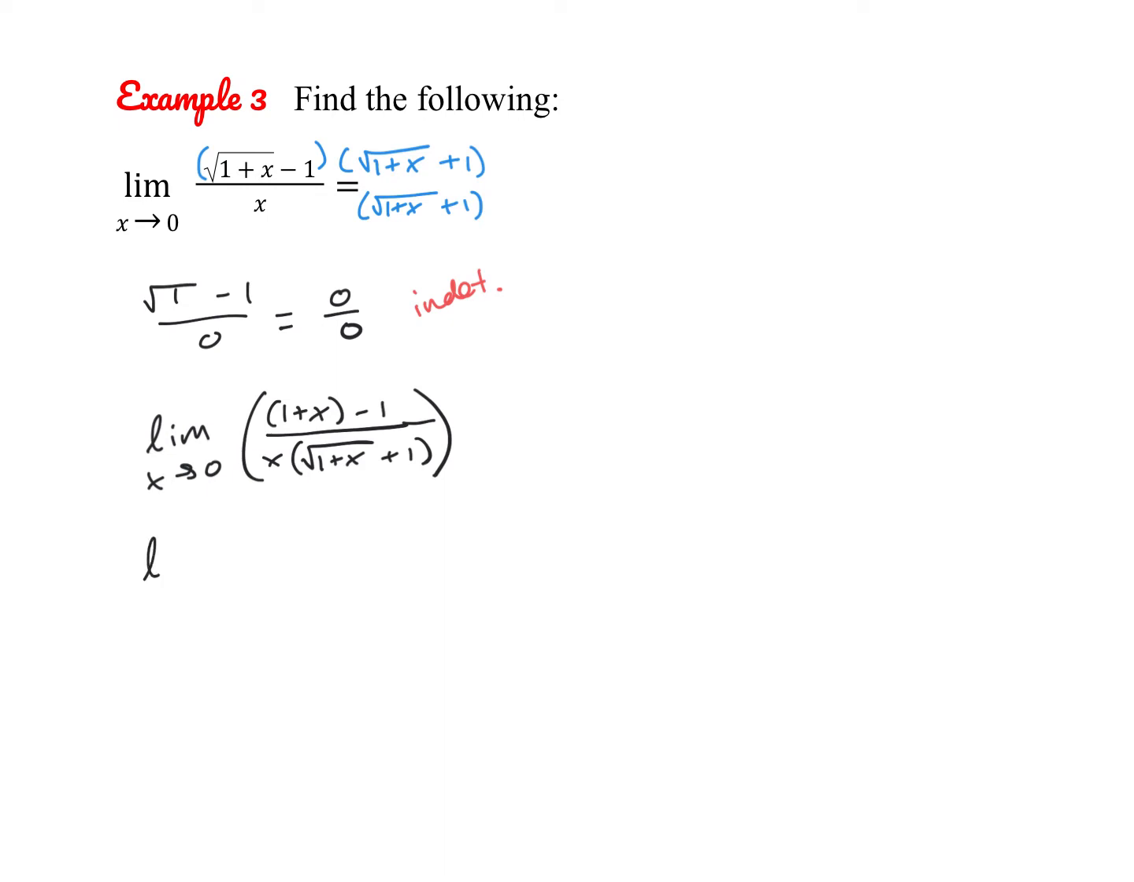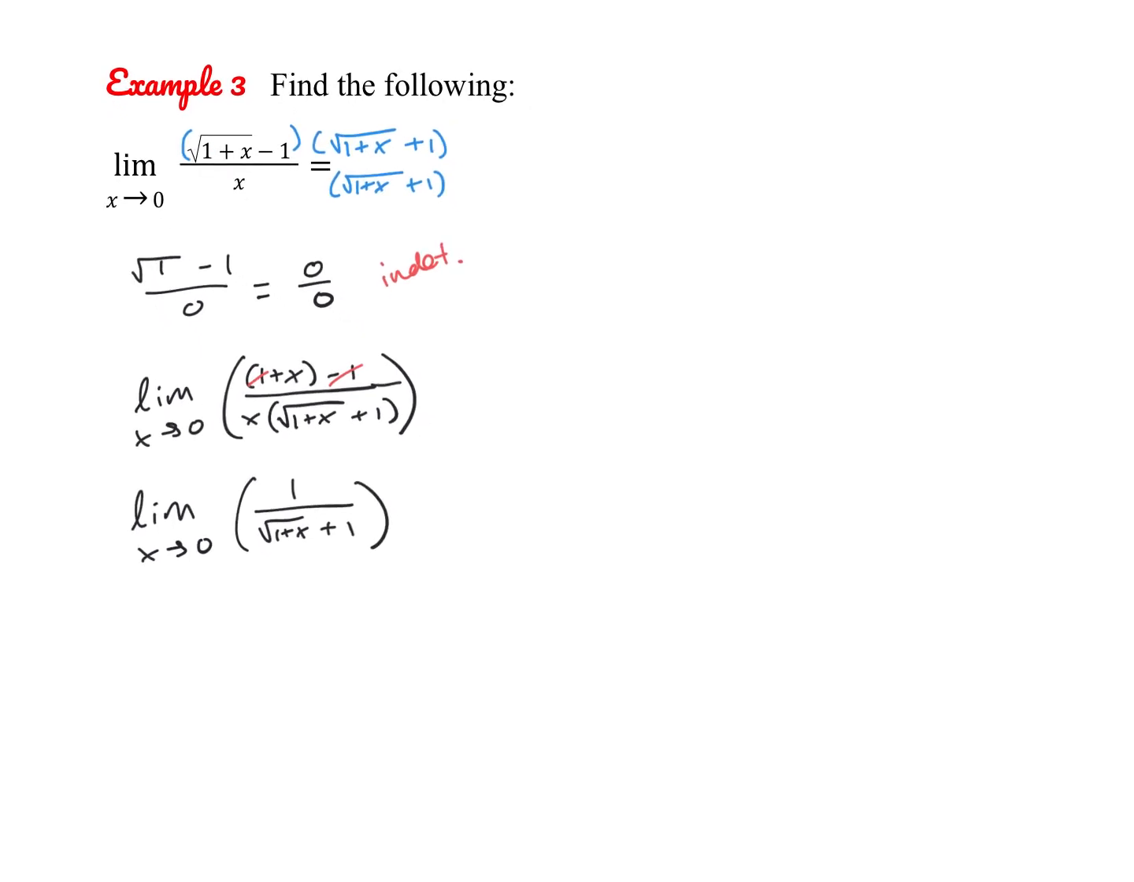And let's see if we can simplify a little bit more before we try direct substitution again. Here you can see that the ones cancel out. And then we have x over x, which is a factor in the denominator. So those will also cancel out, or they'll reduce to 1. So it's 1 over square root of 1 plus x plus 1. So let's see if we can find this limit using direct substitution. So it's 1 over the square root of 1 plus 1, which does give us a real number of 1 over 2.